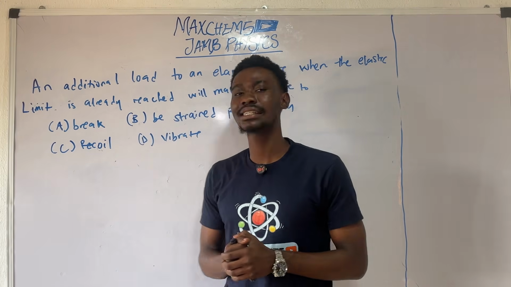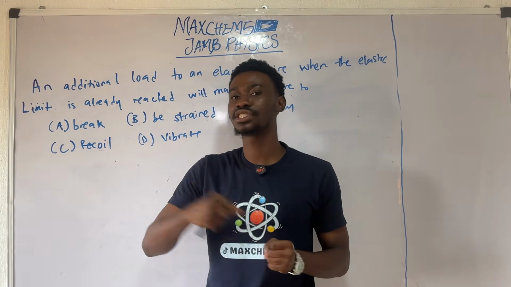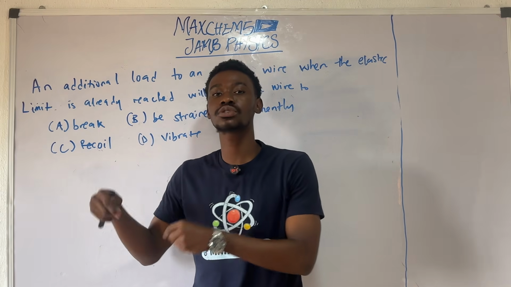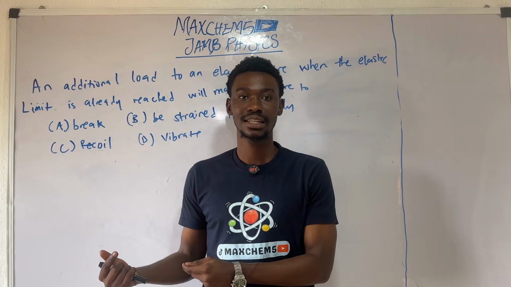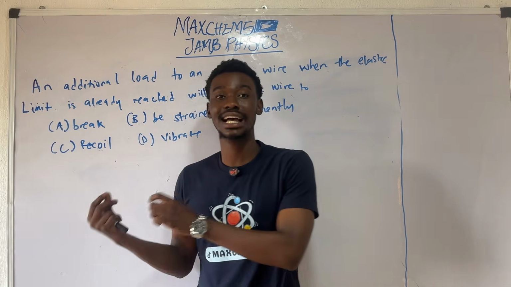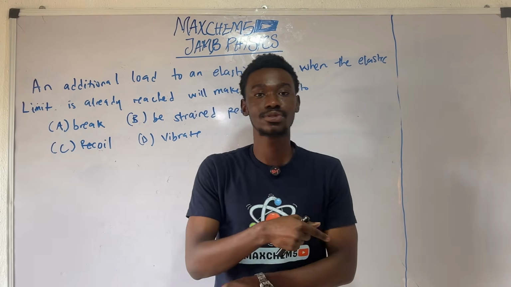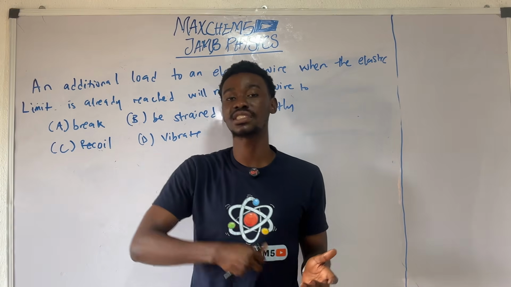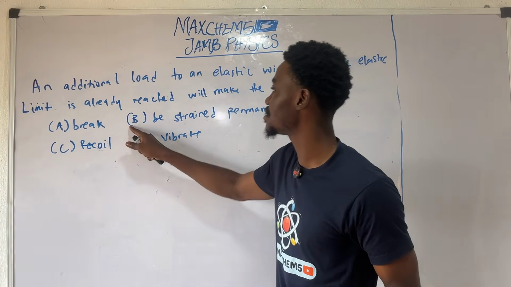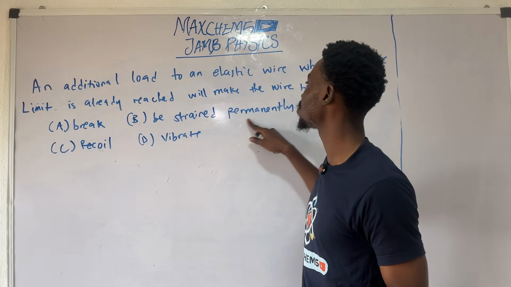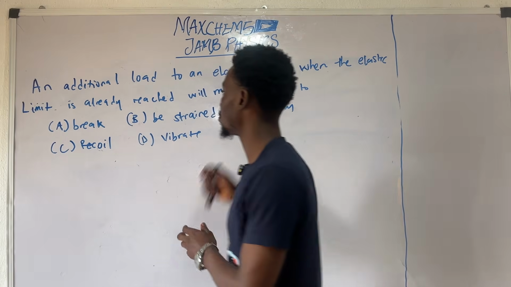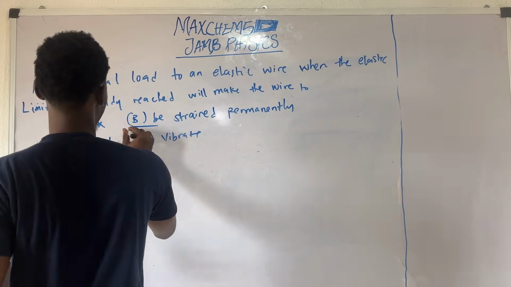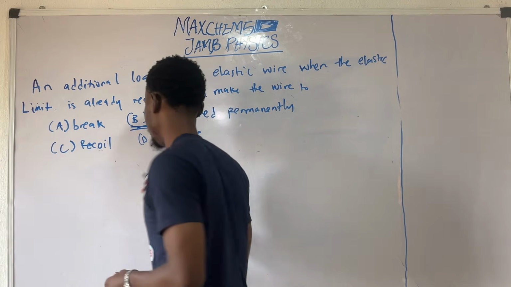Now, the idea of elastic limit is that when it has reached its elastic limit, it cannot return back. When it has reached its yield point, it cannot return back to its original shape when the force is being removed. So that material would become strained permanently. So this is our answer to this question, B.